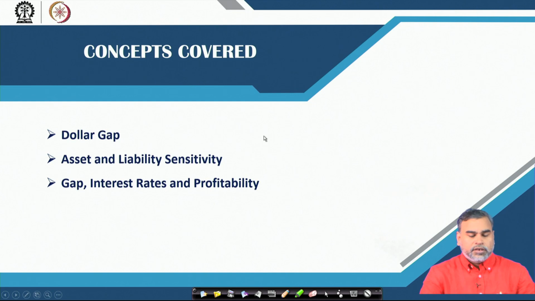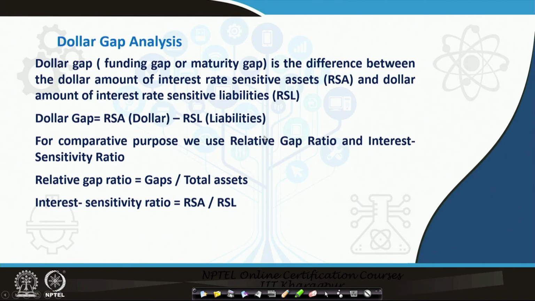Let us see what exactly dollar gap analysis is. In the previous class we discussed asset liability management. In asset liability management, we try to manage the assets and liabilities in such a way that we can maximize the net interest income even if there is a change in the interest rate in the market. So, in this context we have to define how interest rate changes are going to affect the net interest income or the profitability.